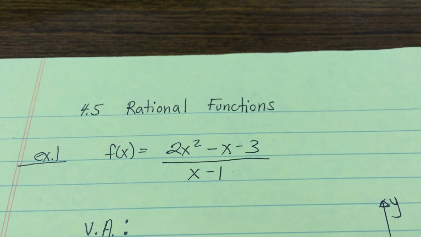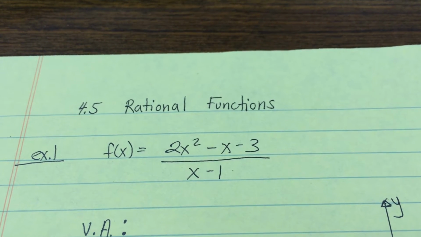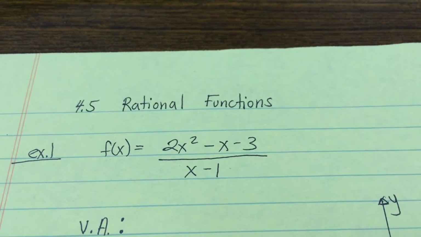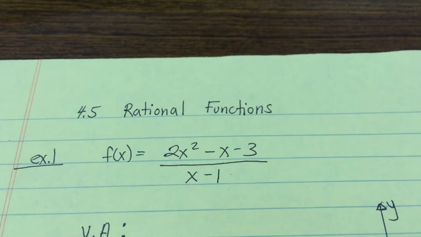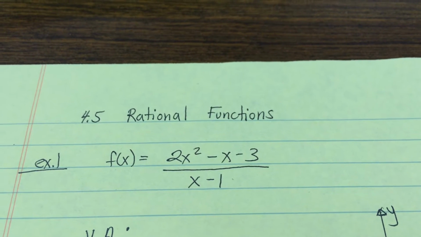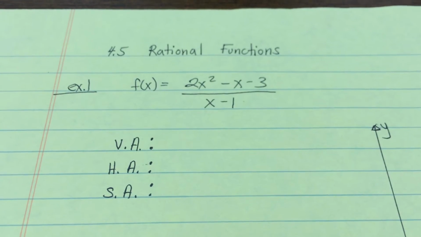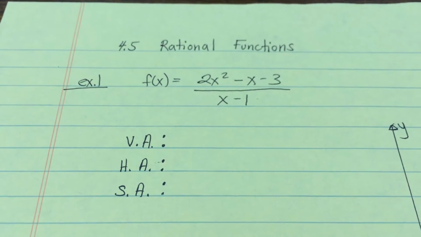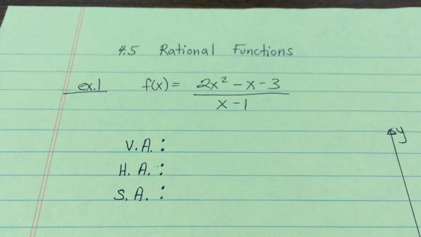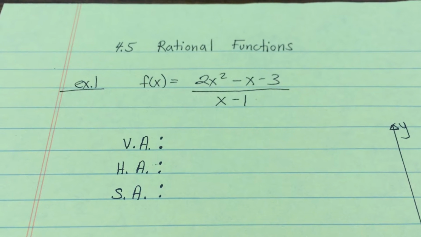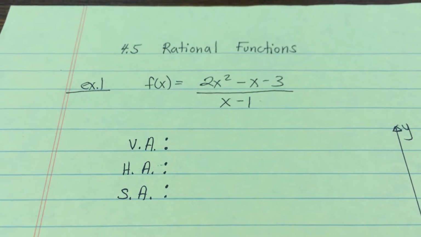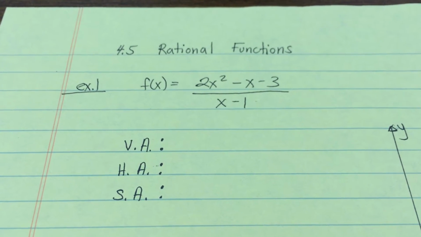This section is on 4.5 rational functions. This is part 2 of the video, which is the graphing portion of it. I'm going to walk you through how to graph it. To review, you need to find all 3 asymptotes first: the vertical asymptote, the horizontal asymptote, and the slant asymptote, because that's half the work. Then the other part is to use all of that as your guiding point and graph it out. Okay? So again, we'll walk you through.